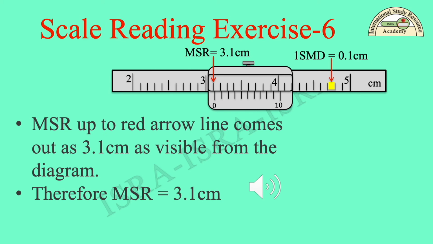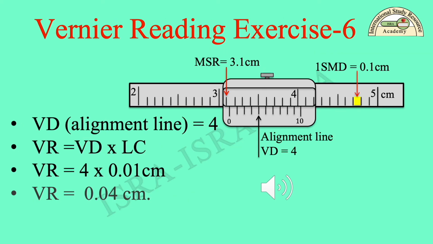Scale reading exercise 6. MSR up to red arrow line comes out as 3.1 cm as visible from the diagram. Therefore, MSR equal to 3.1 cm. Vernier reading exercise 6. Look at the image closely for alignment of scale lines. Here the alignment line shows VD is equal to 4. Therefore, VR is equal to VD times least count. VR is equal to 4 times 0.01 cm. Therefore, final value of VR equal to 0.04 cm.